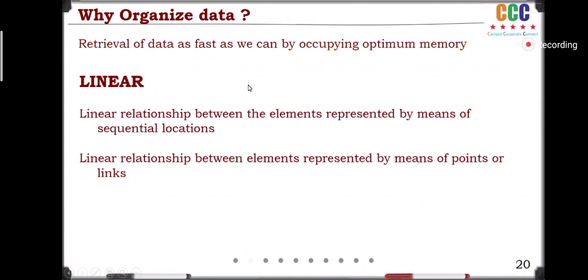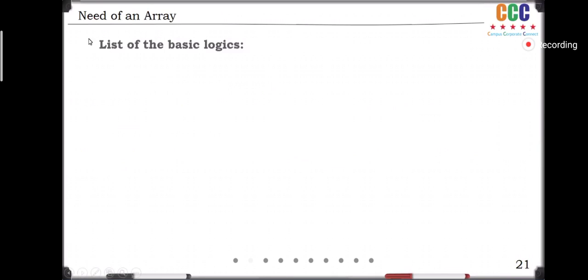Now let's check the need of an array. Before going to that, let's list out the basic logics. I am not going to discuss the very basic logics, hoping that those logics are known to you. So I am not touching them. We'll just go with the required ones. Fine. So if you have a doubt somewhere, or if you think something should be covered or something is missed, just let me know. We'll discuss everything.